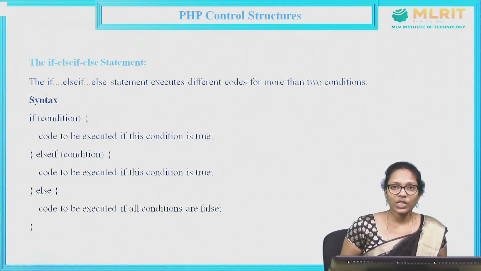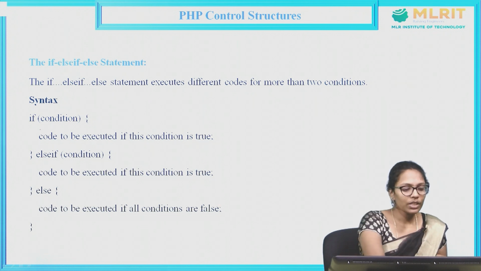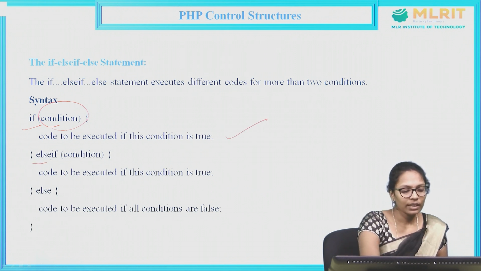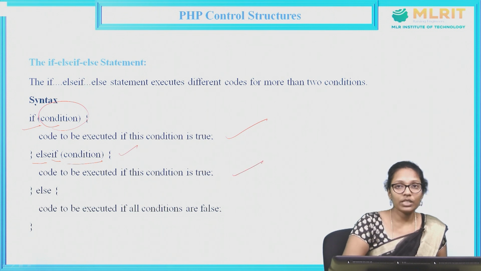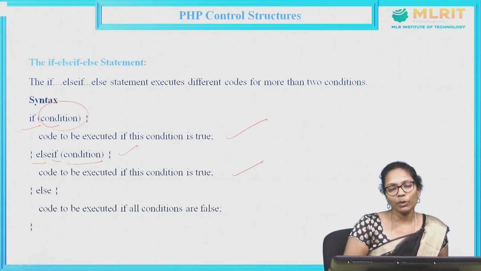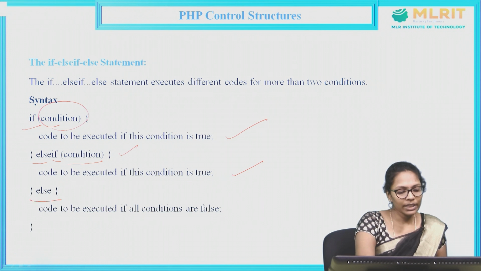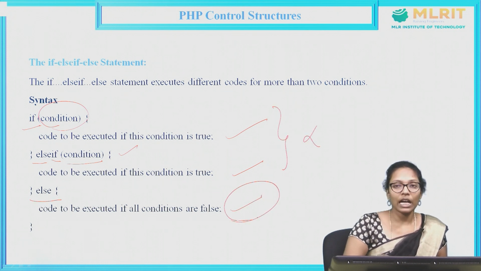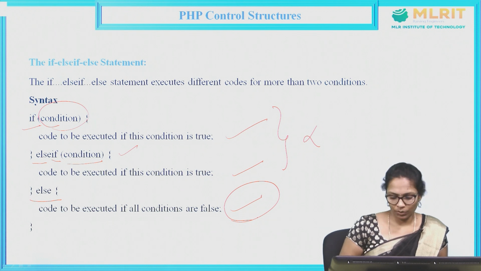And coming to the next one, else if ladder, where we have multiple conditions. In the first one, we are writing if of condition. If the condition is true, execute this. Next, else if followed by a condition. If the second condition is true, execute this. Like that, you can write any number of else ifs. And lastly, you write the else block. If all these conditions fail, then by default the last block, the else block, will be executed.